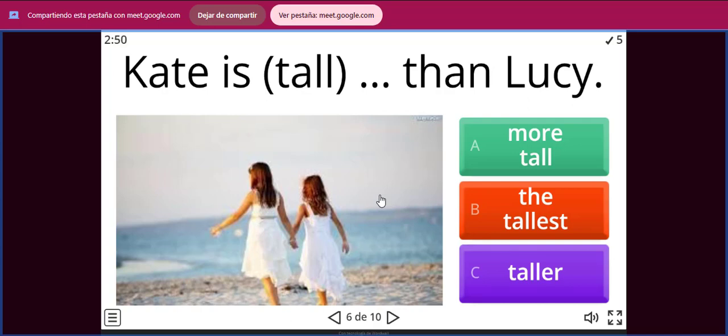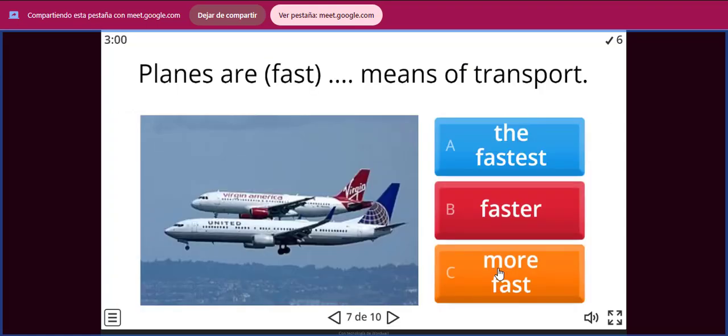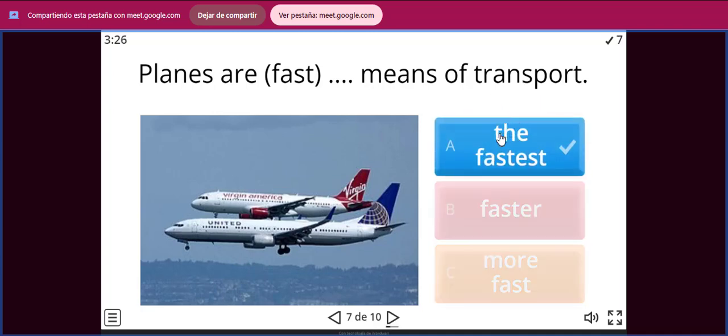Kate is tall than Lucy. Taller. Excellent. Number seven. Planes are fast means of transport. The fastest. In this case, as you can see, we are comparing planes with different means of transportation, like for example, cars, bicycles, motorcycles, trains, subway, boats, ships, any other kind of transport. Okay, the fastest.